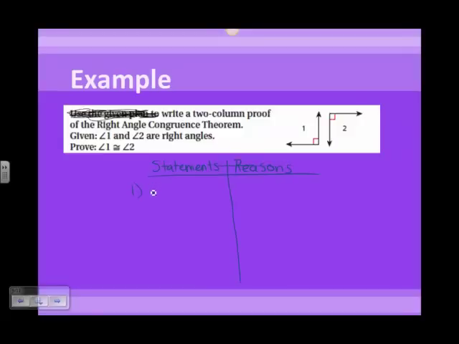And I am going to start off by saying that angle 1 and angle 2 are right angles. And that was given. Then secondly, because they're right angles, I can say that that means the measure of angle 1 is equal to 90, and the measure of angle 2 is also equal to 90 degrees. And that's by the definition of a right angle. If an angle is a right angle, then its measure is equal to 90.